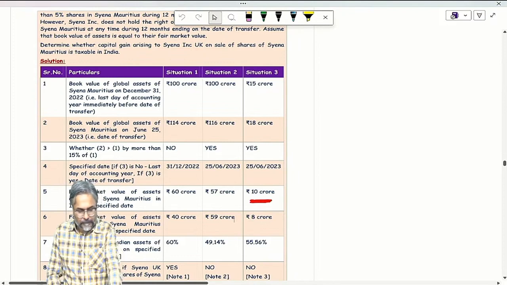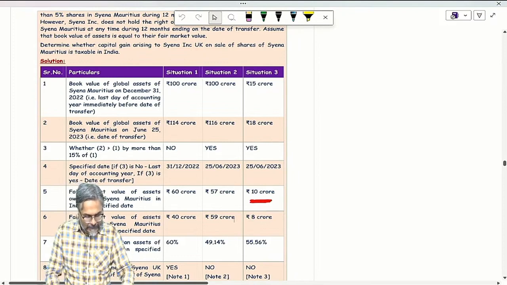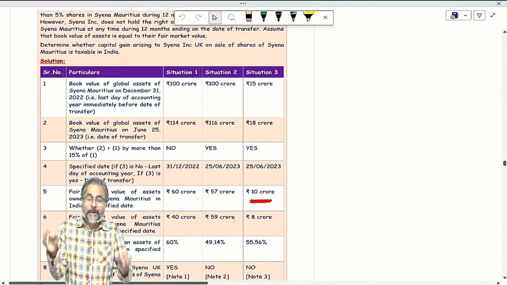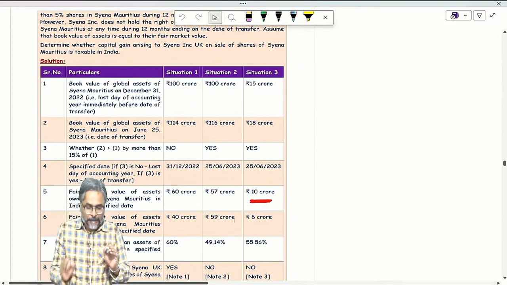With that, we now go into one very comprehensive question we are going to solve right now on the indirect transfer.